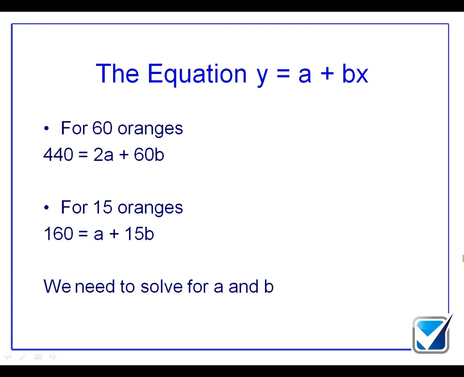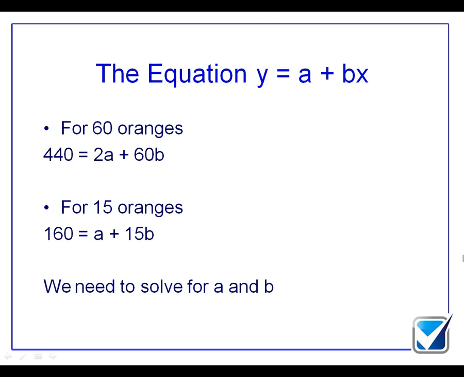So we need to try and solve the equation to work out what A and B can be. That's the issue we've got. Now to do this, I'm going to take that 440 equals 2A plus 60B, and that is going to become my high equation. The 160 equals A plus 15B for 15 oranges. That becomes my low equation.